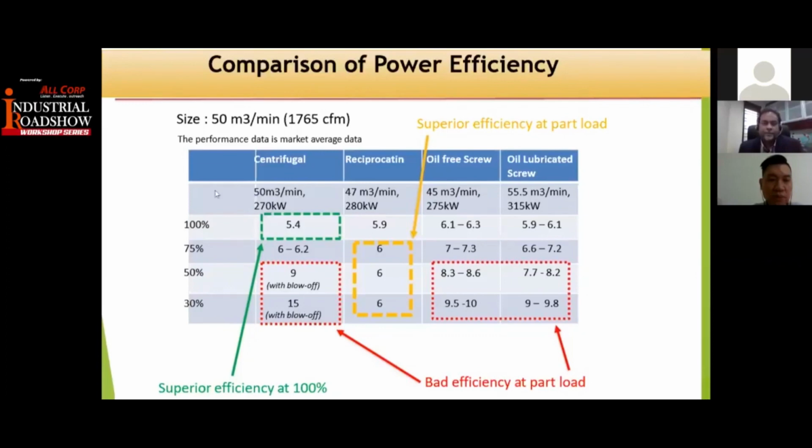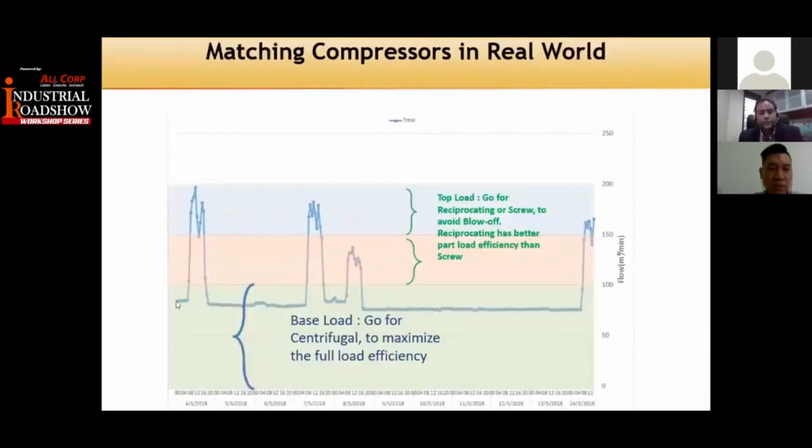That's why centrifugal compressors are good to keep as a base load, and then you use a variable speed drive oil-lubricated screw compressor as your top-up in your compressor plant. When you do this analysis, you will see that you maximize use of your centrifugal compressor as your base load. And when there are fluctuating loads, you use the variable speed drive compressors. That will give you a maximum saving in your compressor plant.